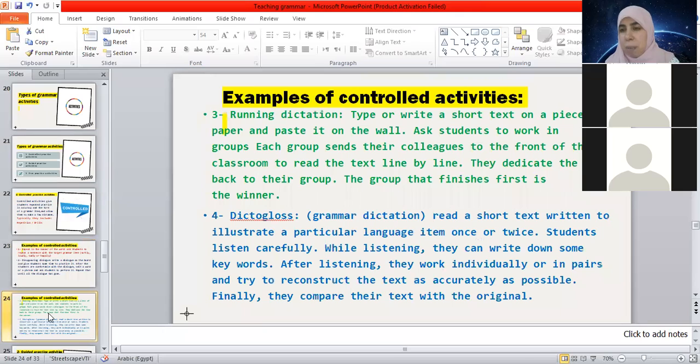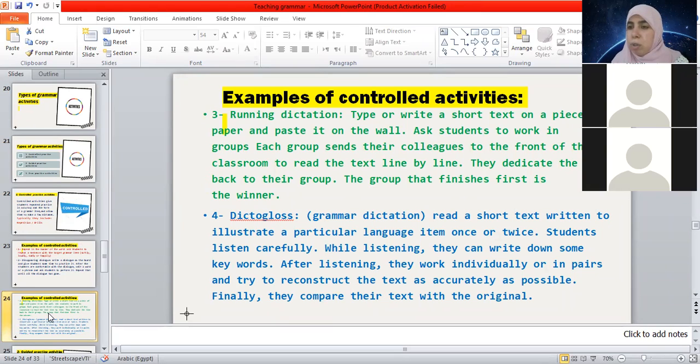Running dictation. Remember, we did this activity together in the NTTP program. Yes. I'm not sure you still remember that or not. Running dictation, it's supposed to have a text on a piece of paper, or you can write it or type it on a piece of paper. You can have just one copy at the front of the classroom, but it's better to have more than one copy. For example, 2 copies in the front and 2 copies at the back.